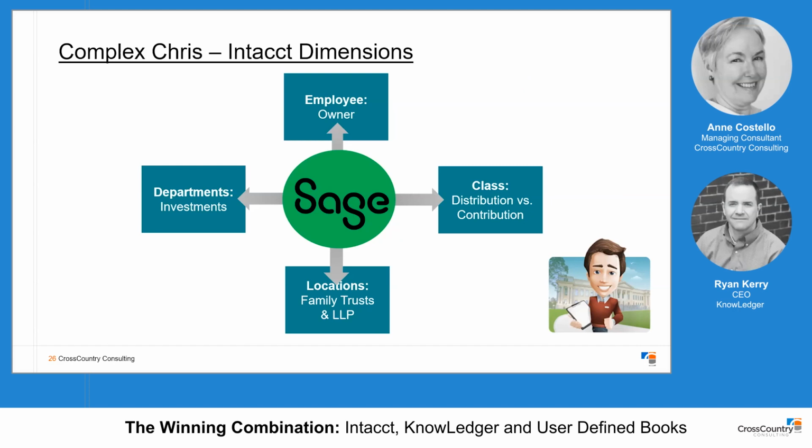Here's how CRIS uses the Intacct dimensions. Like Sydney, CRIS uses the department field to track all the investments. They use the employee field for the owner because they want to have individual balance sheets for the owners. They use class for distribution versus contribution and the other capital calls. And then finally, they use the location field for each family trust and limited and LLP.